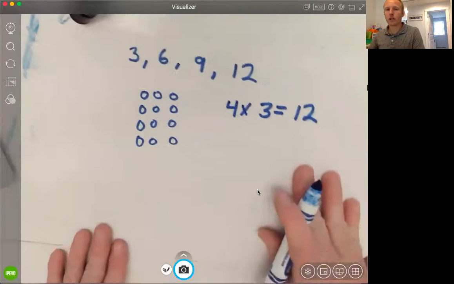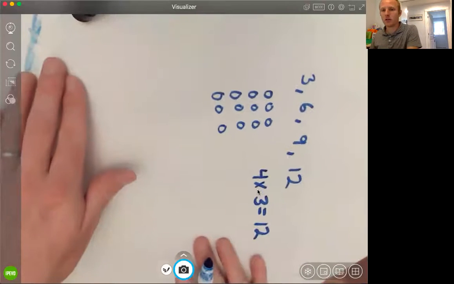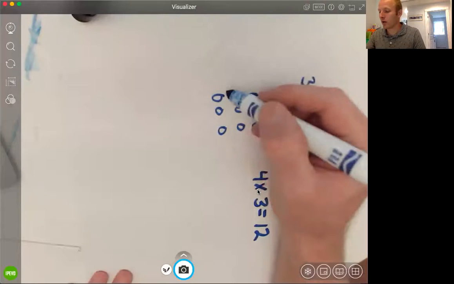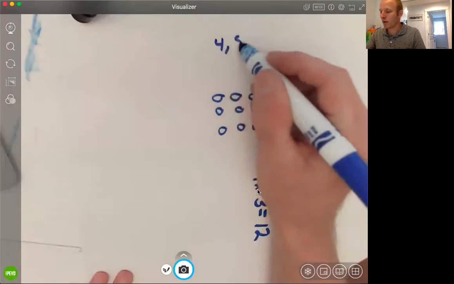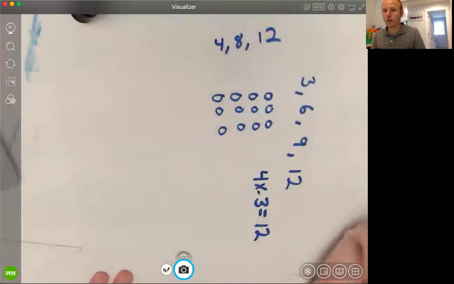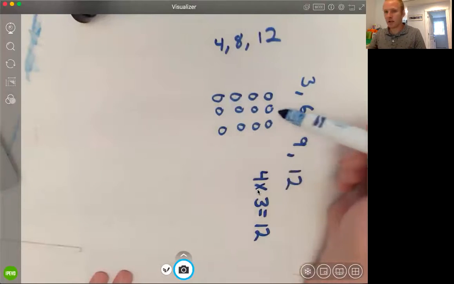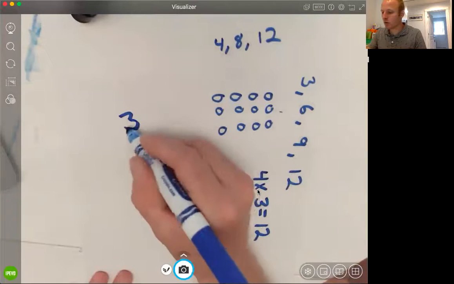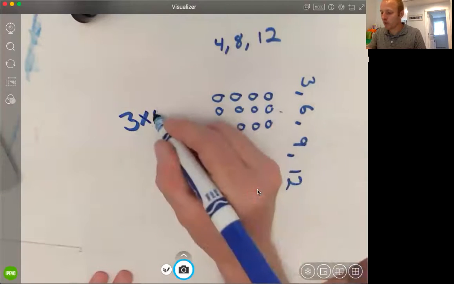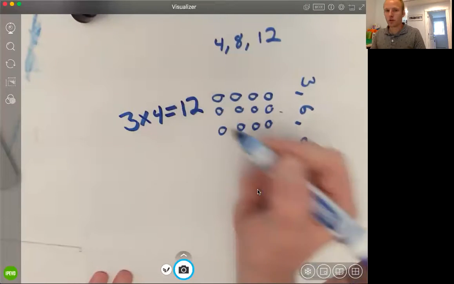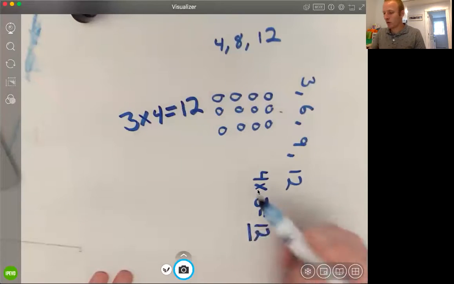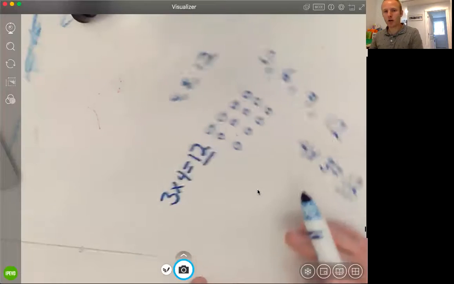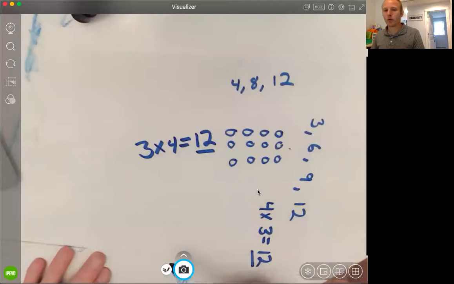And then we'll rotate our paper, rotate our array around. And now I can skip count the other way. I can go 4, 8, 12, right? So I have 4, 8, 12. And my multiplication sentence becomes 3 rows times 4 in each row equals 12. So again, my 12s remain the same in both of these. 4 times 3 equals 12, and 3 times 4 equals 12.